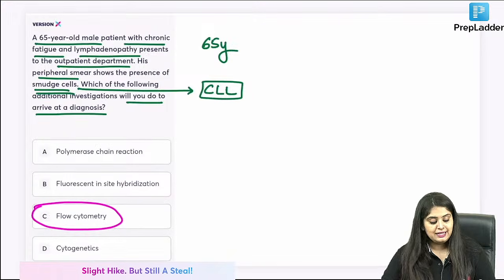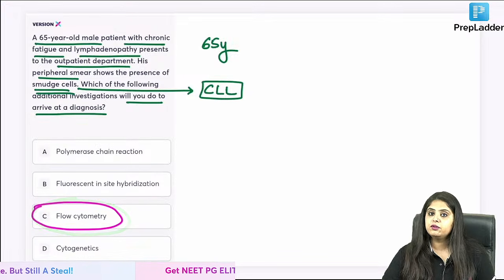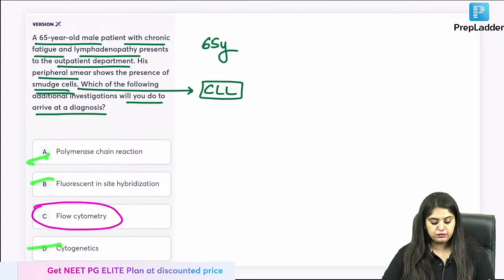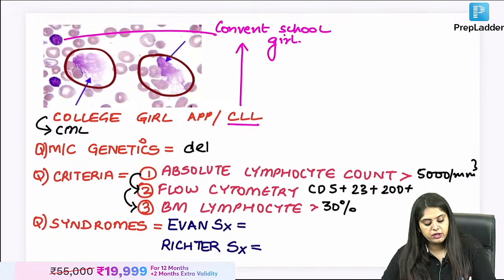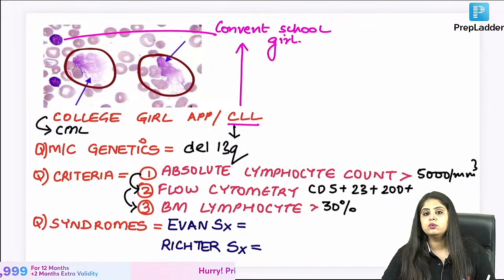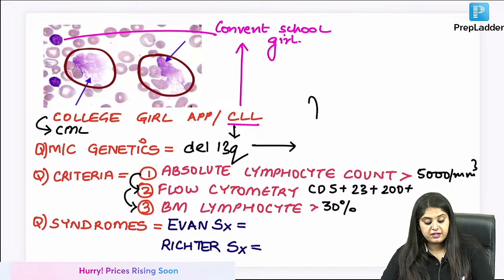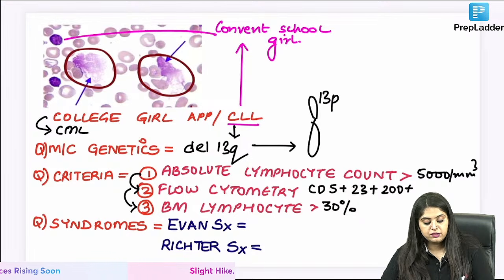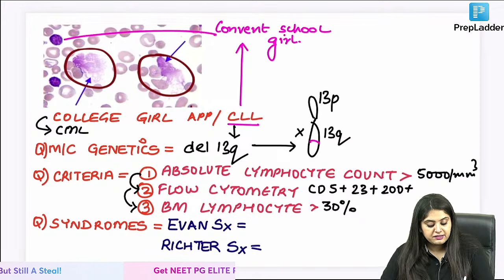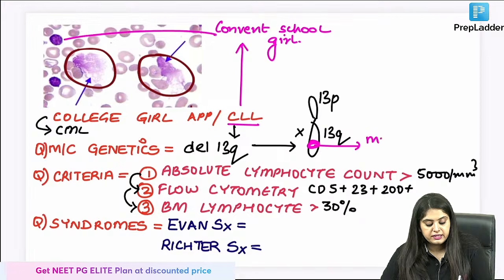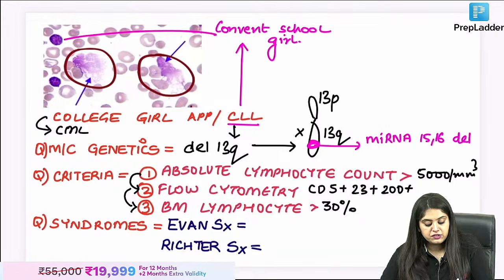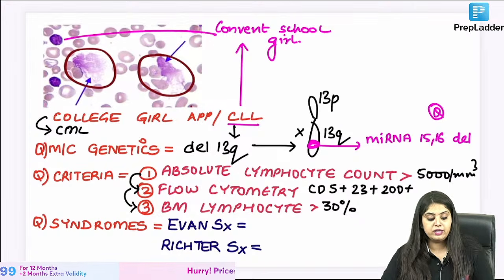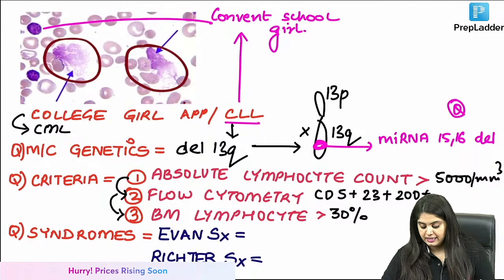So here they asked what will you do? I would do a flow cytometry. Can you do some genetics also? Yes, I can do cytogenetics, because the most common genetic change in CLL is deletion 13q. And in the INI-CET exam, they will write this chromosome 13, this is the short arm, this is the long arm. They will say 13q is getting deleted. But exactly which part of 13q is getting deleted? INI-CET students, it is microRNA 15 and 16 which is getting deleted. That could be a question for you guys. It is microRNA 15 and 16.